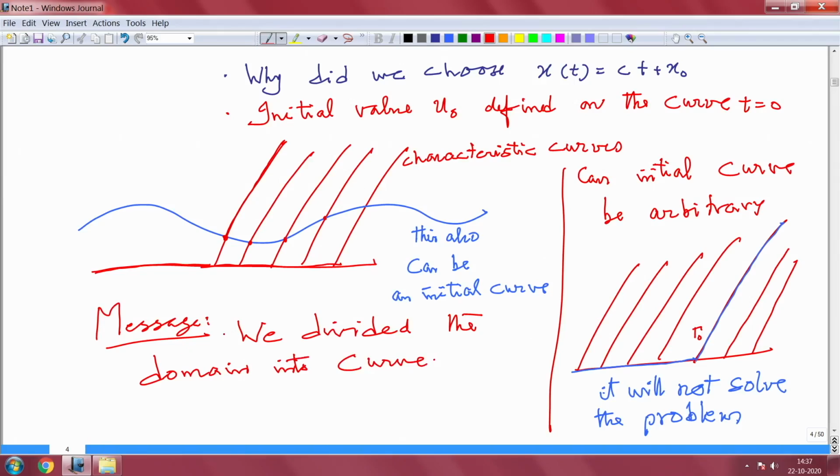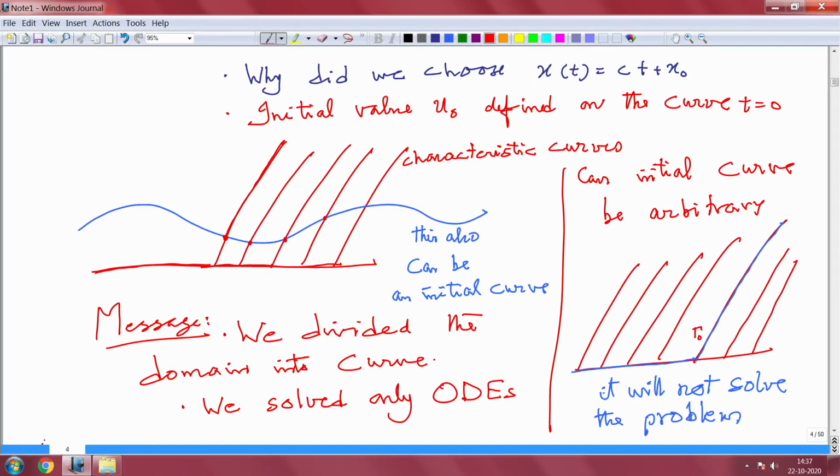And then that is one message. Second message, we solved only ODEs, we did not solve a PDE. By solving ODEs we got our solution.